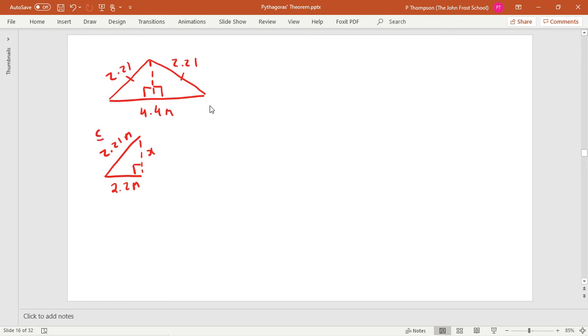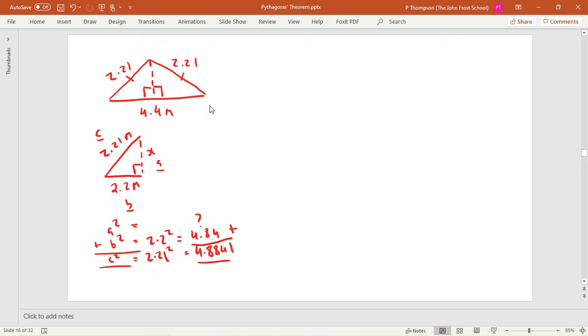I've got C, B, A. So A squared plus B squared equals C squared. A squared, I don't know yet, do I? B squared is 2.2 squared, which is 4.84. And then C squared is 2.21 squared, which is going to be quite nasty. I don't know this one off by heart, sorry. 4.8841. No probs. And remember, these two added together gives us this.